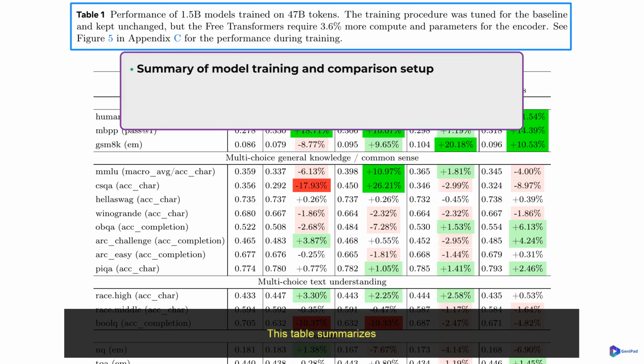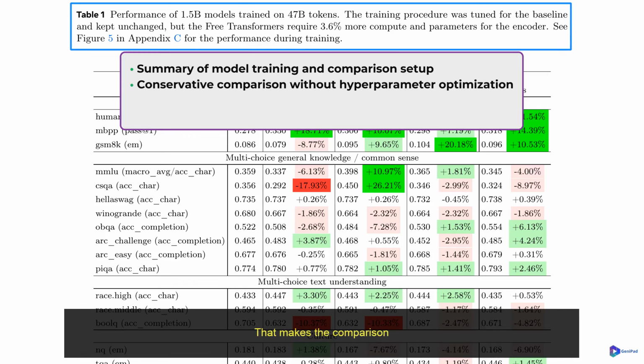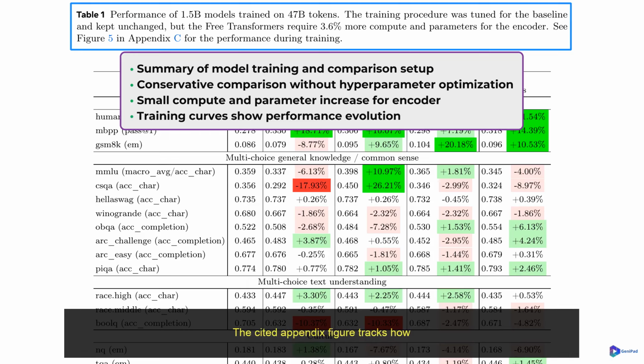This table summarizes 1.5B models trained on 47B tokens under a training recipe tuned for the baseline and left unchanged for the free transformer. That makes the comparison conservative. The free transformer wasn't hyperparameter optimized here. Despite that, it only adds about 3.6% compute and parameters for its encoder, a modest overhead for the observed gains on generative tasks. The cited appendix figure tracks how these differences emerge over the course of training.